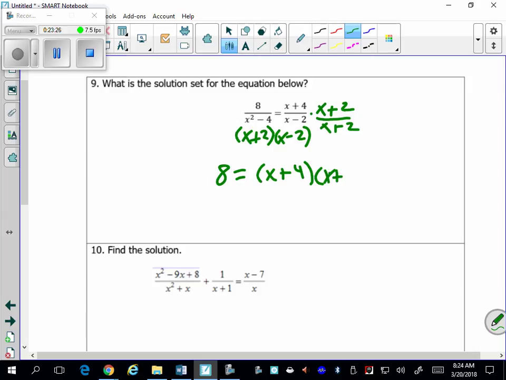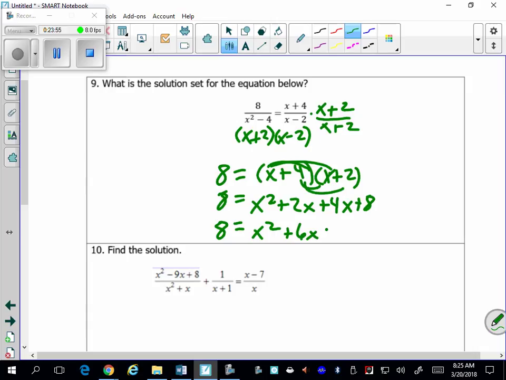And now we have to solve. So we have to distribute: x squared plus 2x plus 4x plus 8. I have 8 equals x squared plus 6x plus 8. And if we subtract 8, the reason why I'm doing that again: anytime you have an x squared term, make it equal 0. And 8 minus 8 cancel out. So now we look to factor.